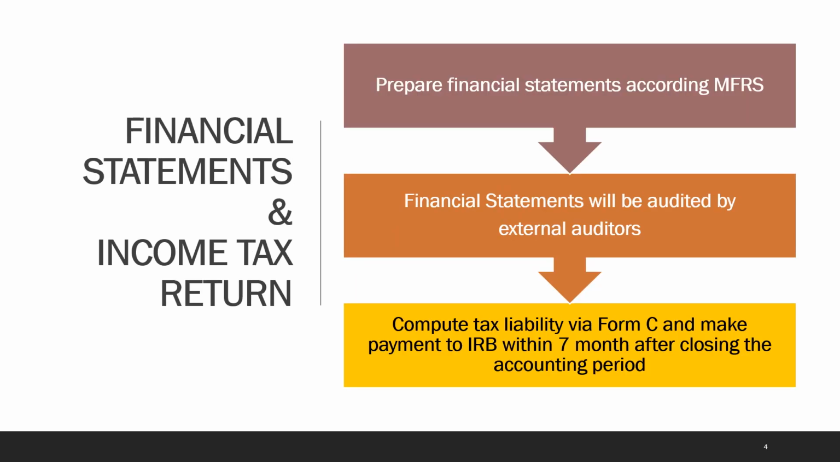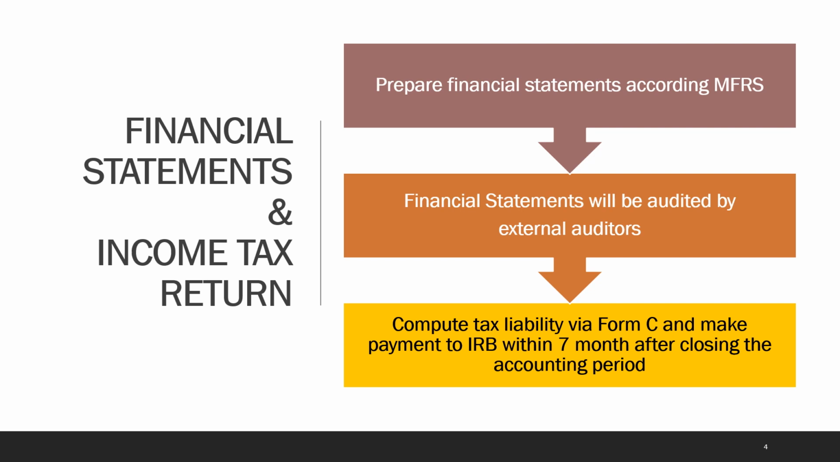Okay, next, what you need to understand first is the difference between accounting statements, financial accounting statements, as well as the income tax return. Actually, the process starts with the preparation of the financial statements according to the Malaysian financial reporting standards, which comprise the income statement, balance sheet, equity statement, and so on. Next, the statements need to be audited by the external auditors, and finally only then will the company prepare the computation for paying taxation using the form C.